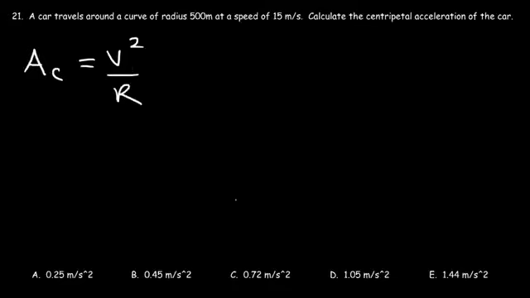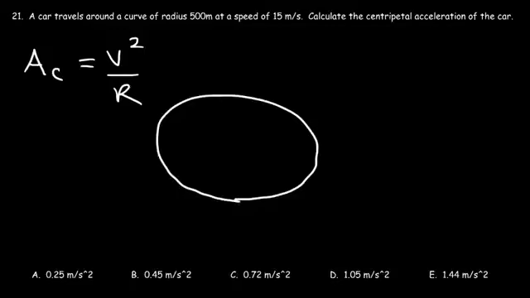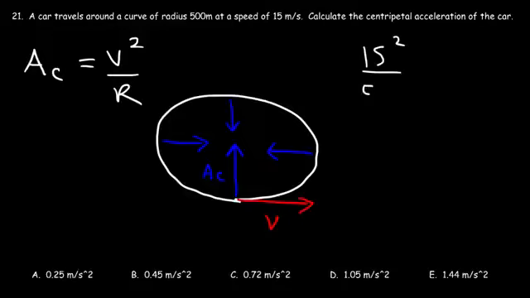So whenever an object moves around in a circle, even at constant speed, there's still going to be a centripetal acceleration. So let's say it's moving in this direction. So that's the tangential velocity of the object. The centripetal acceleration always points towards the center of the circle. And so the object is going to change direction. So make sure you understand that it always points everywhere towards the center of the circle. So the velocity is 15 and the radius is 500.